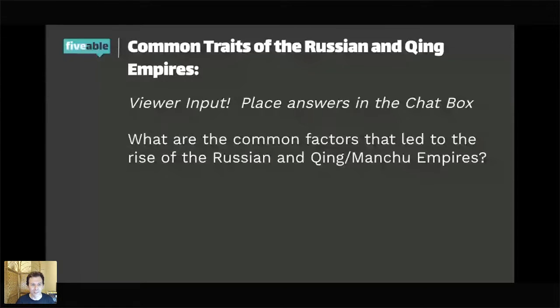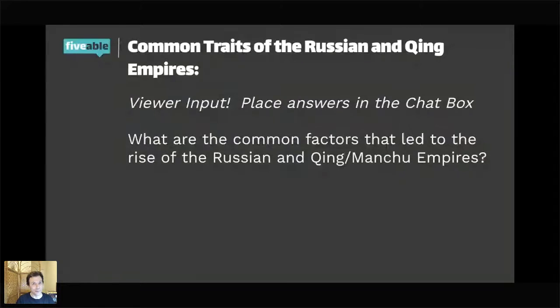So let's give everybody a little bit of time to put that together before I bring up. Yes, both developed from corrupted Mongol Khanates. Absolutely, they both built on that. Both took advantage of weakened states that gained power. Absolutely. The Russians preyed on the Mongols. The Qing dynasty preyed on the Mongols. Princess Anastasia, that'll come later on. So not quite, but I'm glad you brought it up.